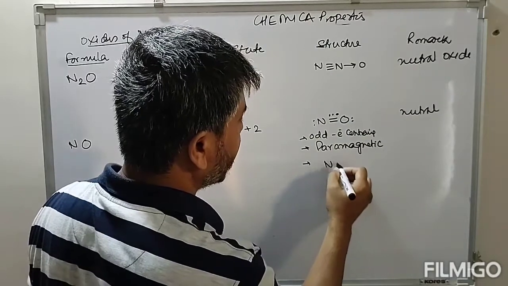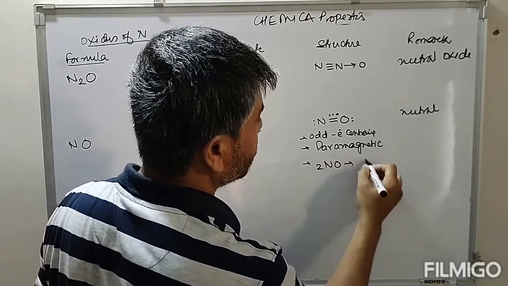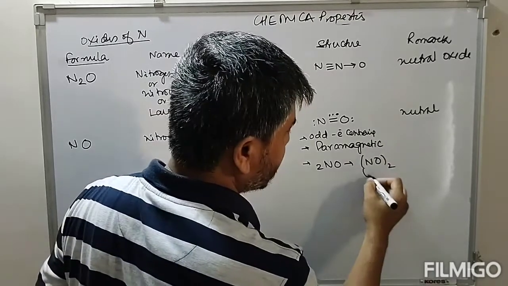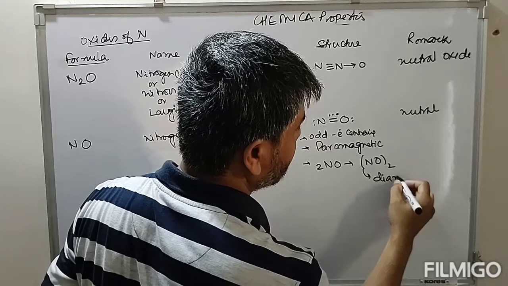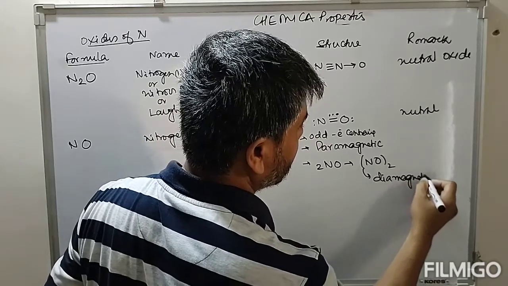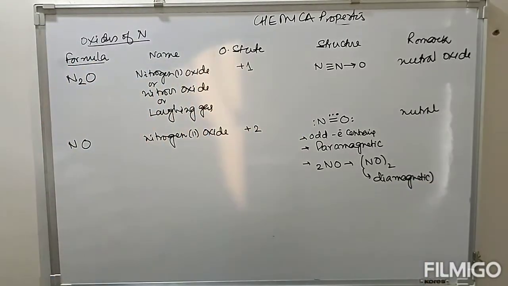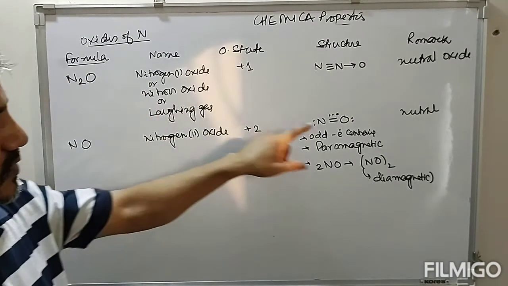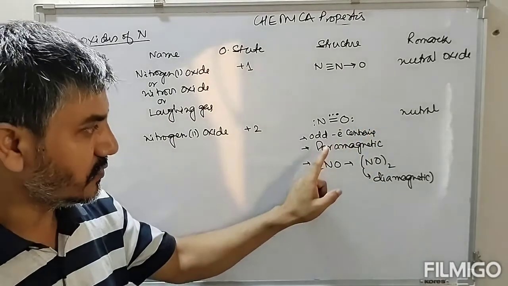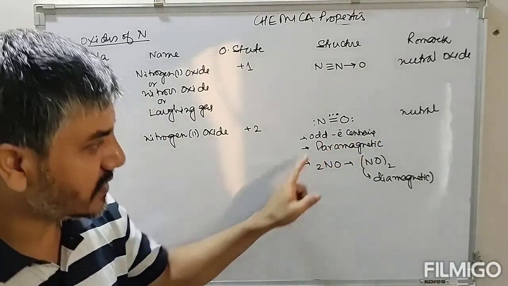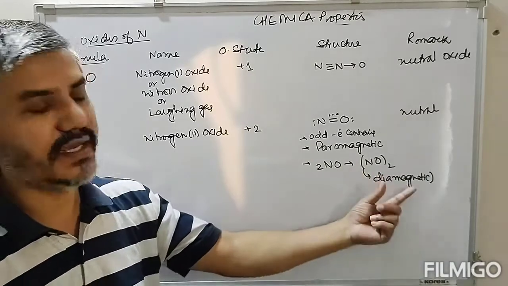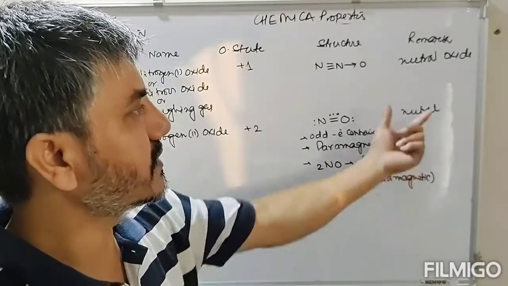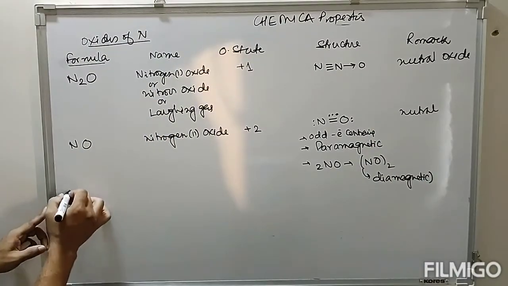It immediately dimerizes to give you N2O4. This dimer is diamagnetic. So nitrogen dioxide is an odd-electron oxide which shows paramagnetism, but it undergoes dimerization, and in this dimer there is no unpaired electron, so this shows diamagnetism. This is a neutral oxide.